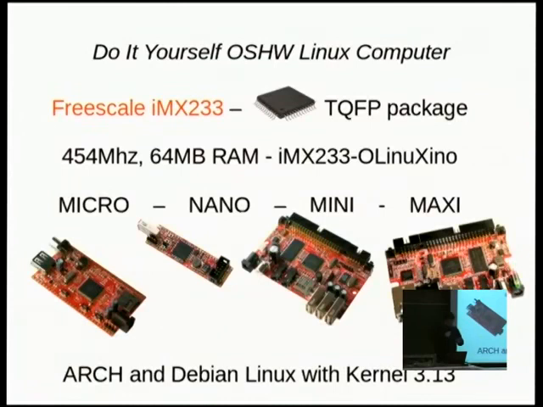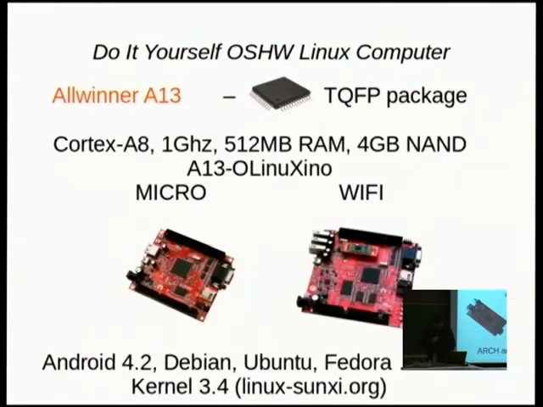So, of course, this processor is with humble specifications. You can see only 64 megabytes of RAM, only 400 megahertz, and people start immediately comparing with Raspberry Pi. Yeah, this is open source, good, but it is too slow, not capable. And then we found Allwinner A13, which is also in TQFP package, but Cortex A8 running at 1.2 gigahertz, and it's about 4 times faster than ARM11, which is used in Raspberry Pi.